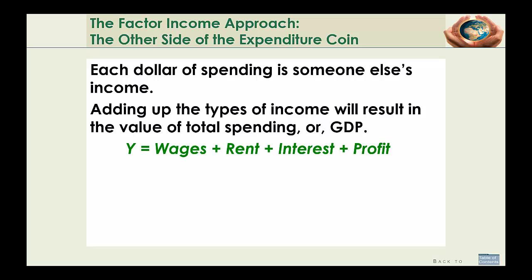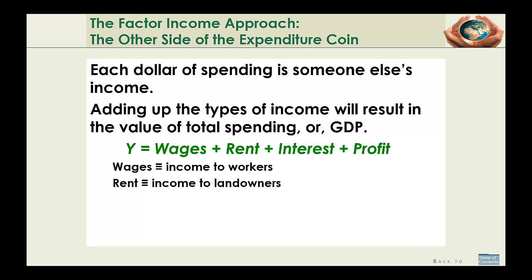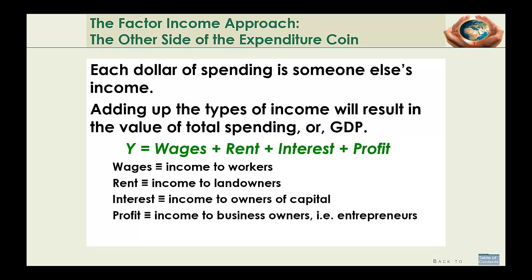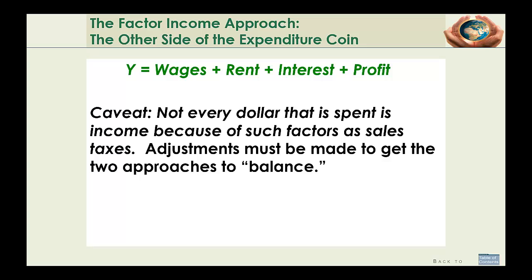Here are the different types of income. So nominal GDP is equal to wages, which is the income that is paid to workers. It's equal to rent, which is the income to landowners, plus interest payments, where interest payments are defined as income to the owners of capital, and it's equal to, as well, the summation of the profit, or income to the business owners or the entrepreneurs. So every dollar of spending eventually either ends up in the hands of workers, landlords, owners of capital, or the entrepreneur. Now, there is a caveat.